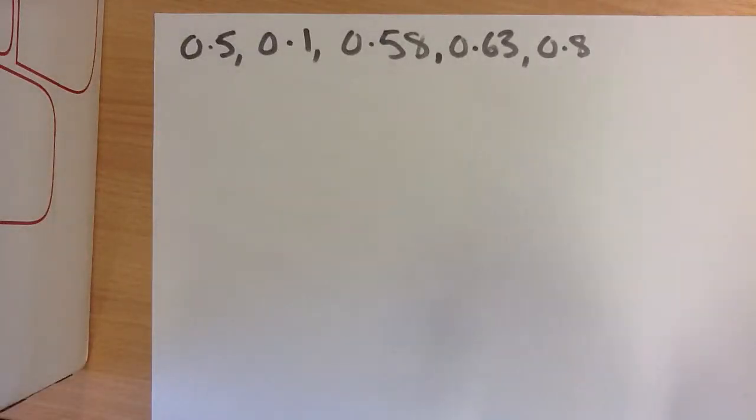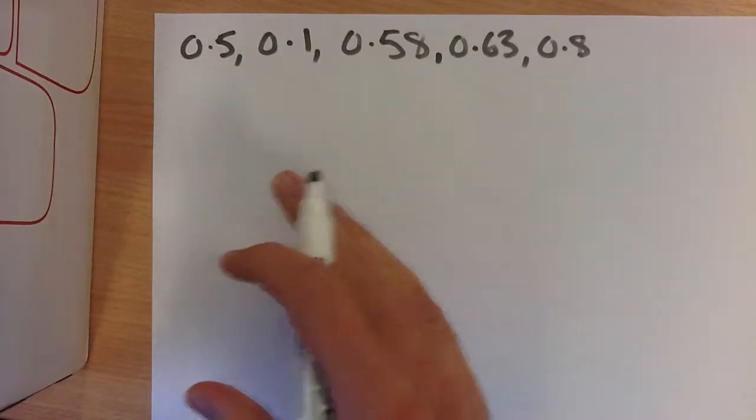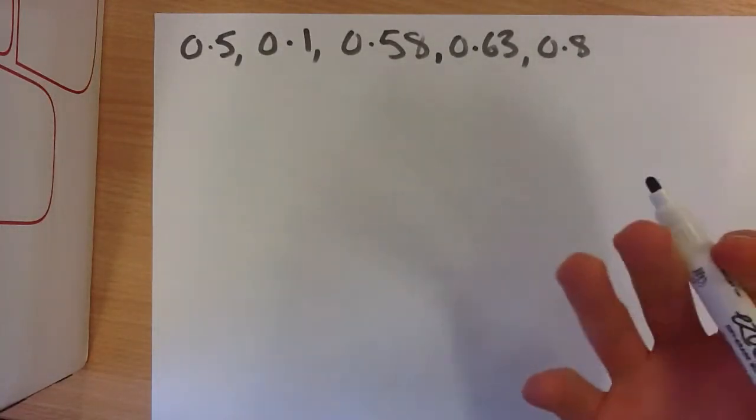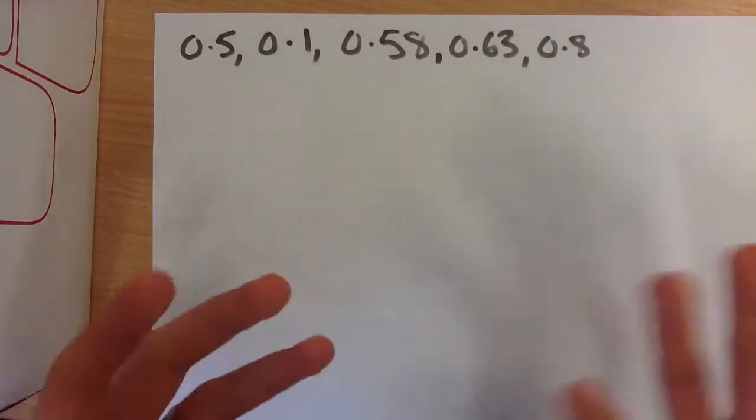This video is going to be about how we order decimals. So what I want to do is put these decimals in order from smallest to largest. Now the method we use is very similar to how you would have done before with bigger numbers.